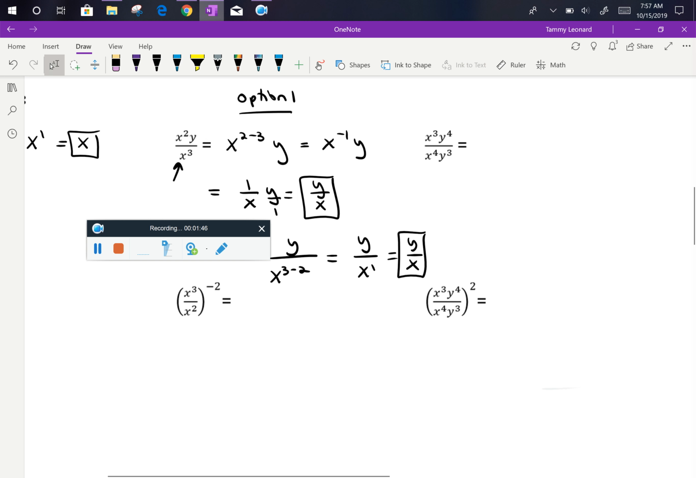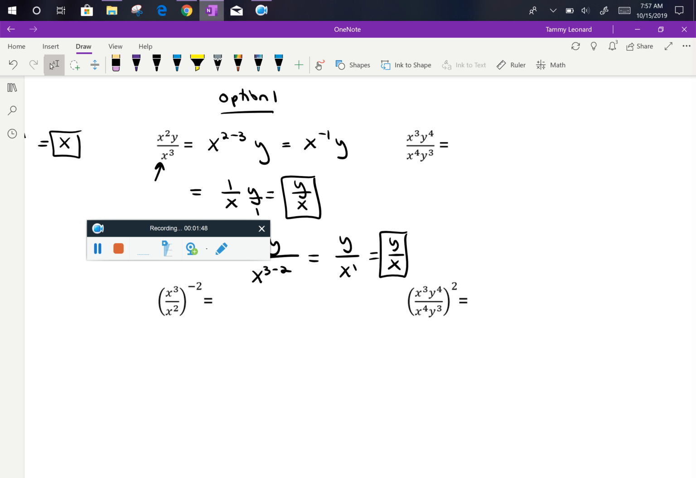I'm going to use the second way of thinking about it when I do this next problem. I can see that there are more x's in the denominator and more y's in the numerator. So my y's will be in the numerator with y to the 4 minus 3, and my x's will be in the denominator with x to the 4 minus 3. In both cases, 4 minus 3 is 1, so I have y to the first over x to the first, or just y over x.